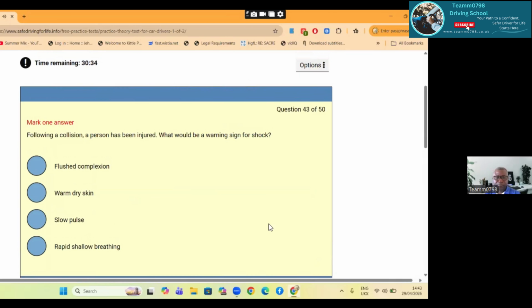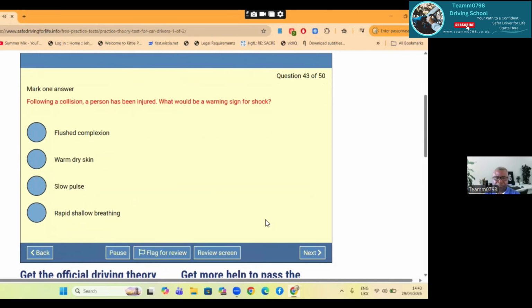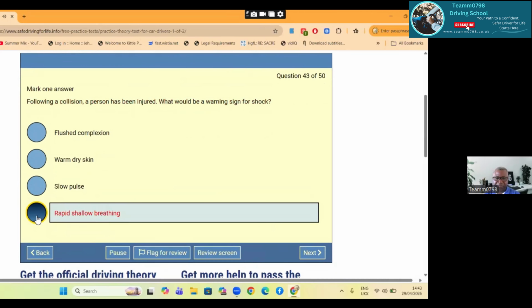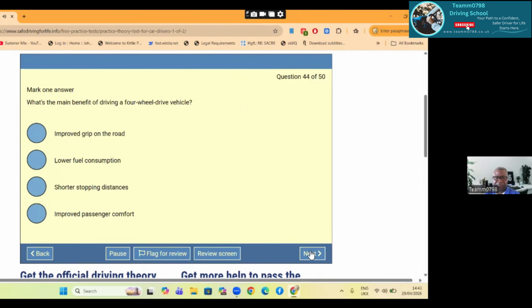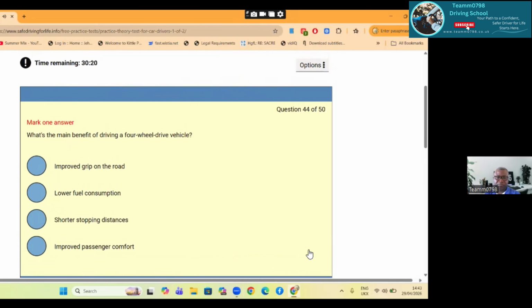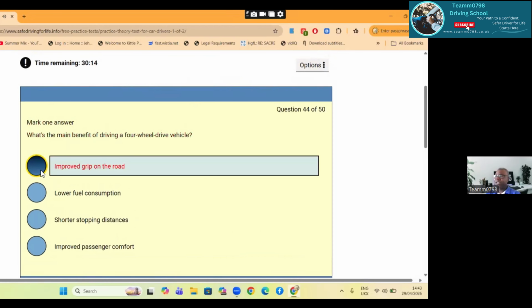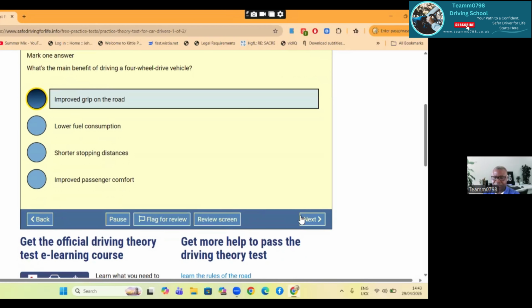Mark one answer. Following a collision, a person has been injured. What would be a warning sign for shock? Rapid shallow breathing. Yes, that's the correct answer. Mark one answer. What's the main benefit of driving a four-wheel drive vehicle? Four wheels, they grip the road. Yes, they just grip the road. That's the correct answer.